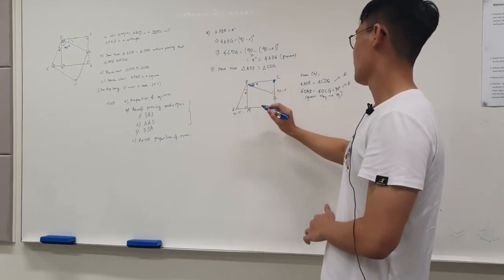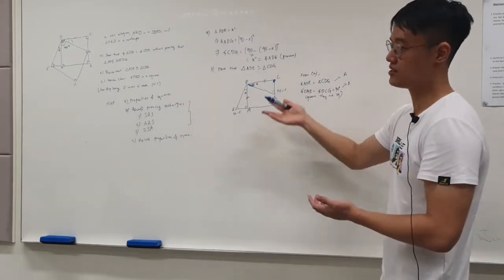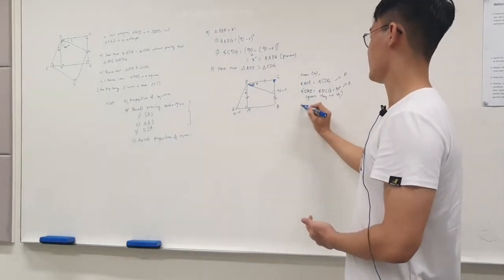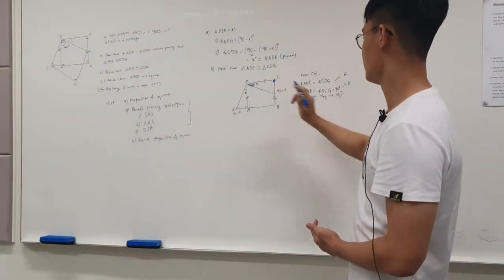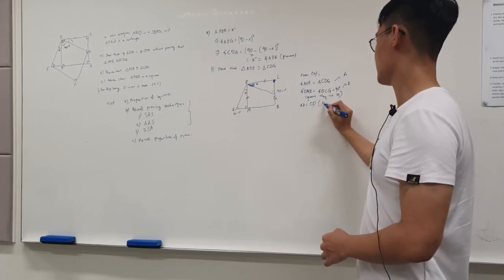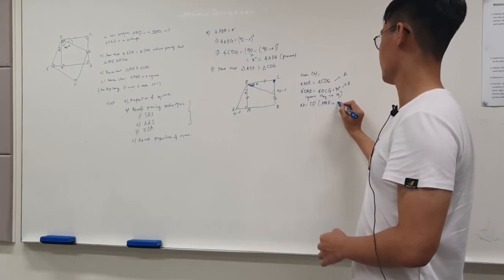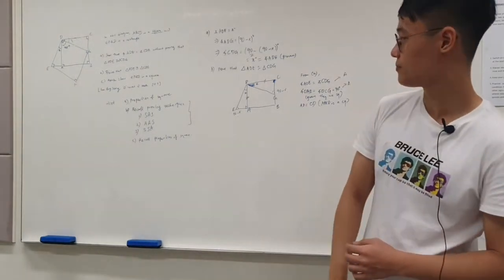So maybe this one is equal to this one, right? Because this is a square. So AD is equal to CD because ABCD is a square. All right.